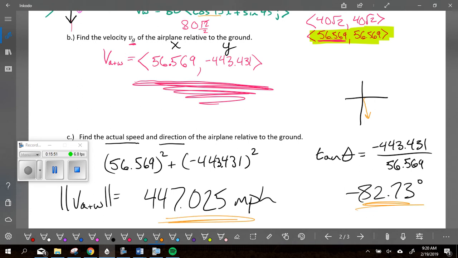Questions on how I found out those two values? Cool. Flip it over to the backside. Let's get to the tough one. On the backside, we are trying to figure out this setup. We've got this box.